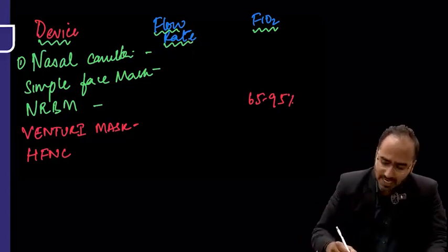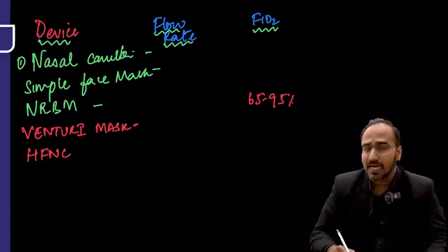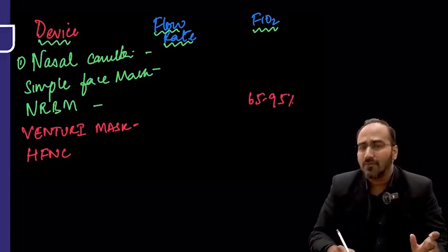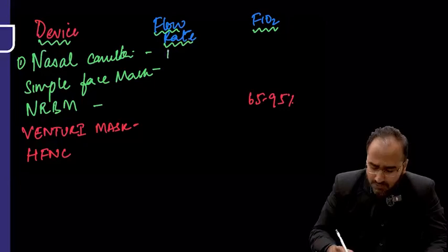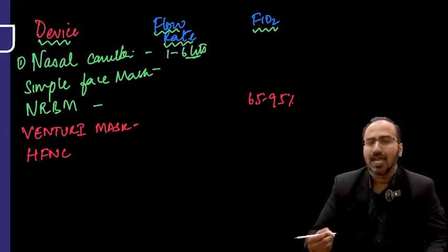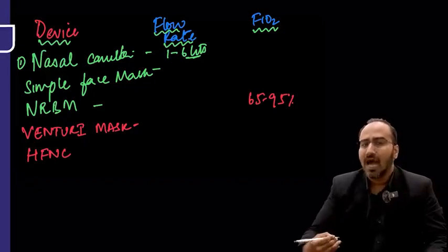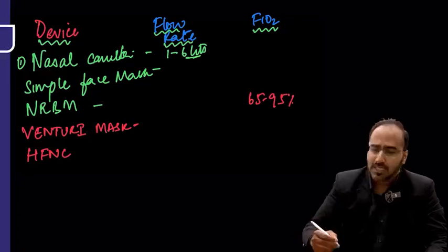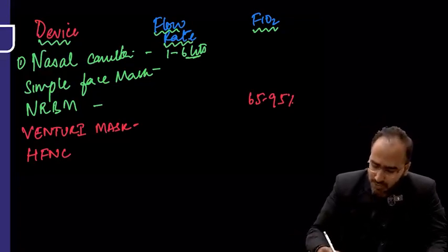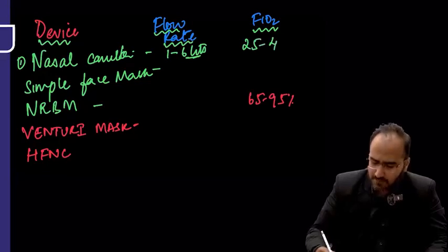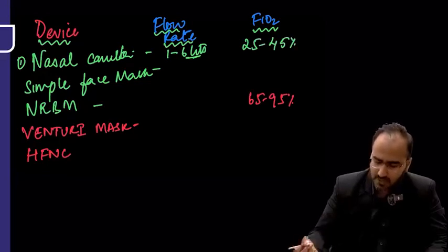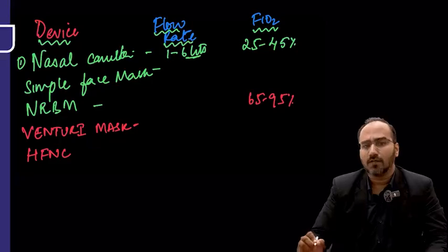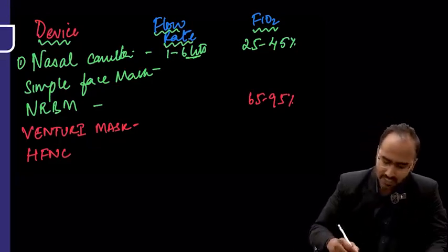In the nasal cannula, the maximum flow rate of oxygen that you can give is 1 to 6 liters. And when you are giving this flow rate, how much FiO2, how much fraction of inspired oxygen you can achieve, guys? The FiO2 that you can achieve is 25 to 45% with nasal cannula.